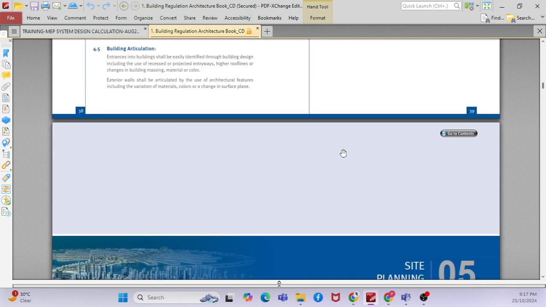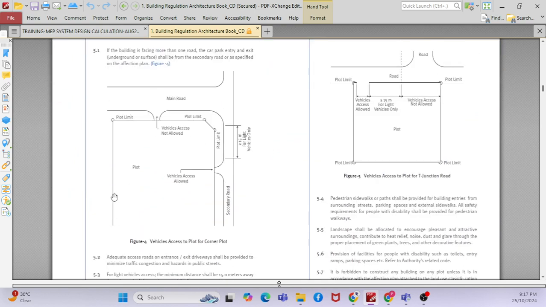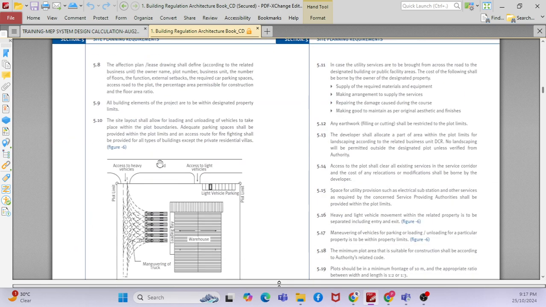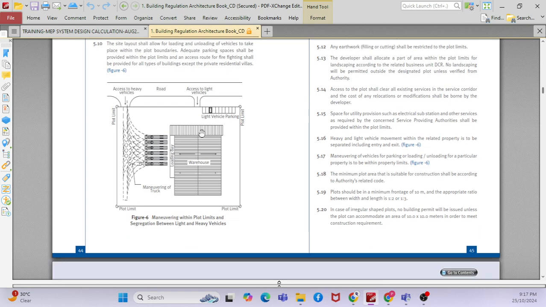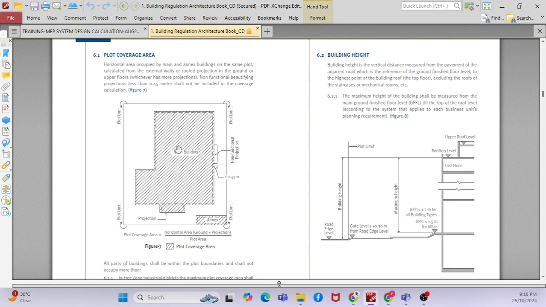And if you go there, site planning requirement. Say, for example, I have a plot here. This is my plot, and in the plot I'm going to construct my space, right? What is the main road, how is the access, how is the vehicle access? Say this is my workshop warehouse. This is the plot limit from the owner. How am I going to plan my building, giving access to the vehicle, and how am I going to construct my main buildings?